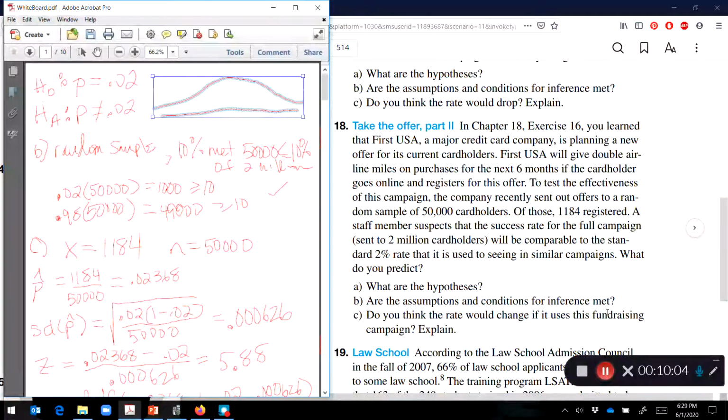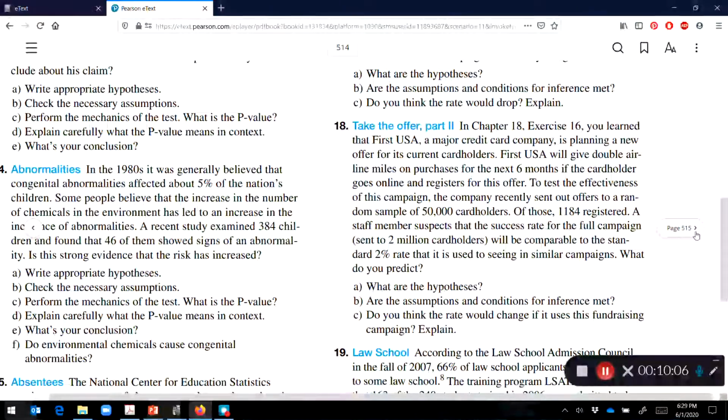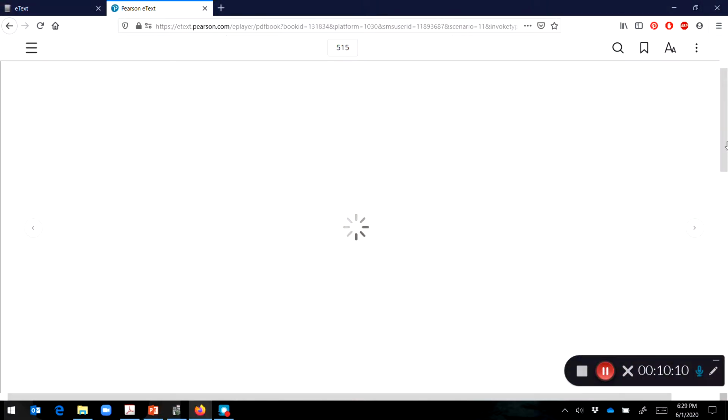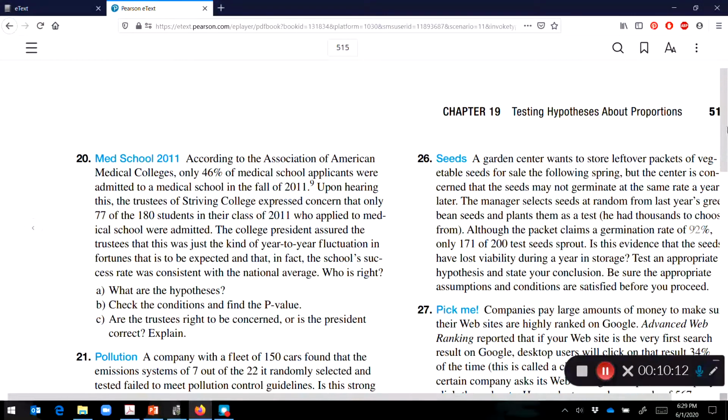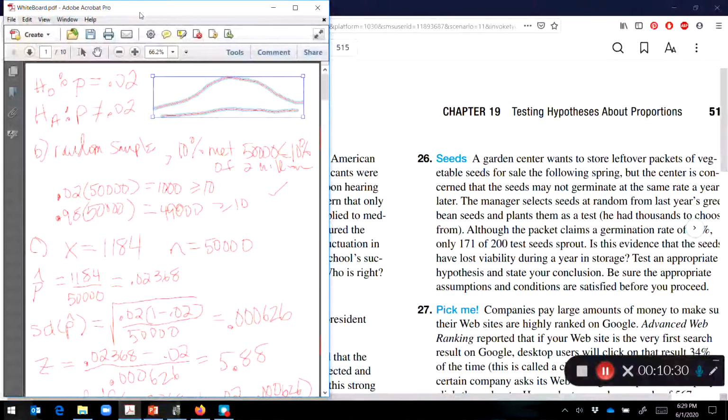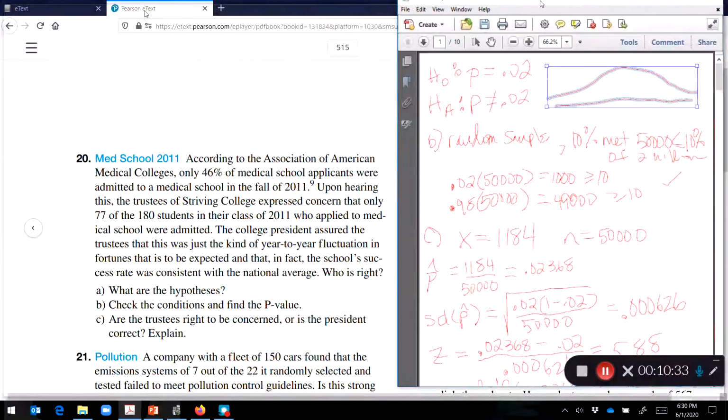Let's look at number 20 in this same section here. And this time we're not going to do it by hand. We'll just use our calculator. So for number 20, according to the Association of American Medical Colleges, only 46% of medical school applicants were admitted to a medical school in 2011. Upon hearing this, the trustees of Striving College expressed concern that only 77 of the 180 students in their class who applied to medical school were admitted.